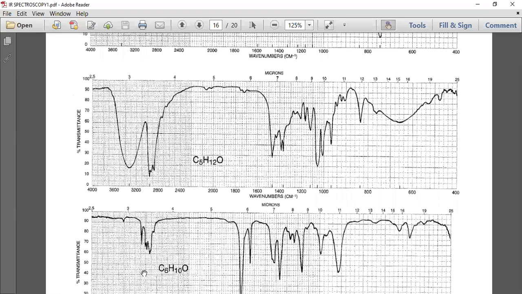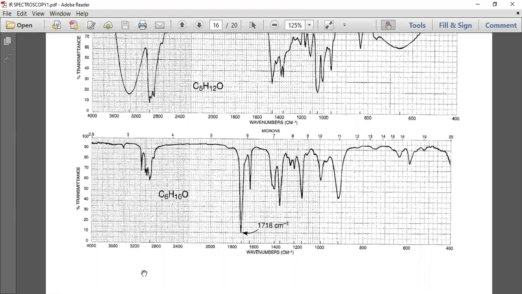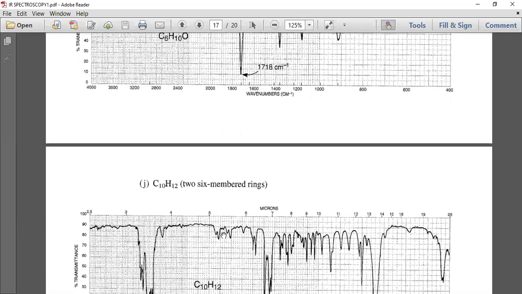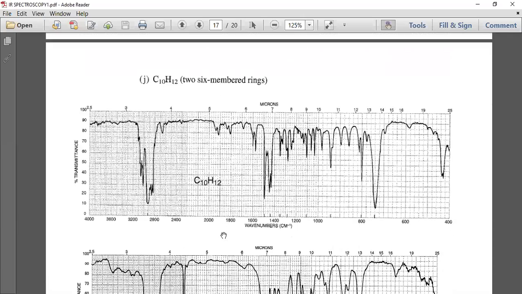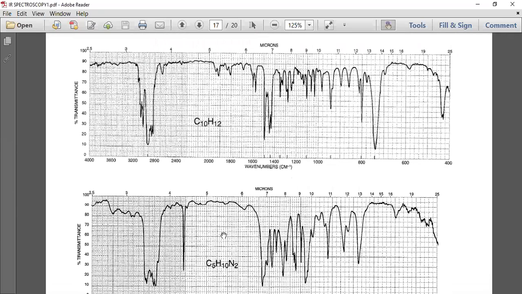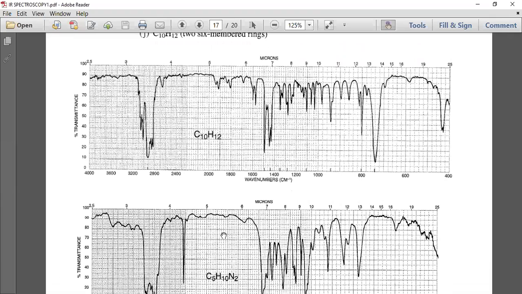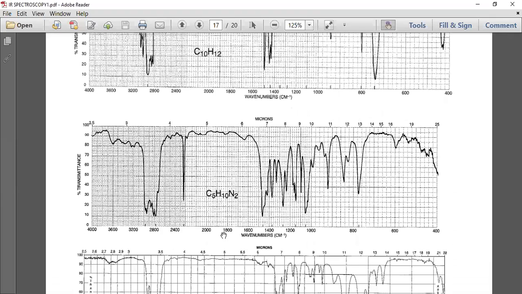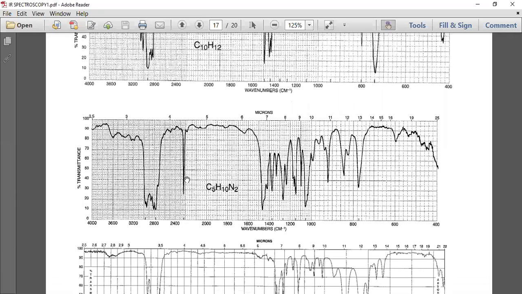So by just looking at the characteristics, we can clearly say what it is. In this case it is 1718, that means it is a ketone. It is purely a ketone, because ketones will give you around 1720. In this case, you see this is the nitrile peak.